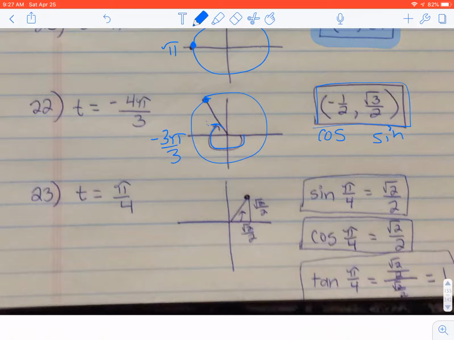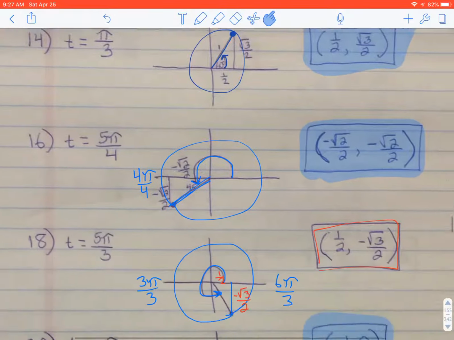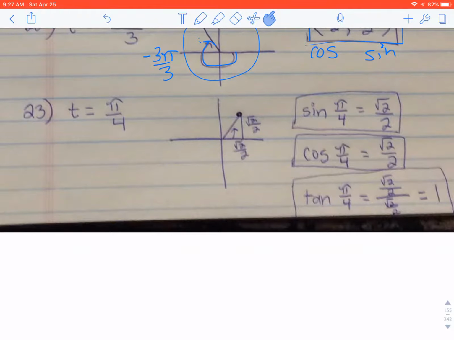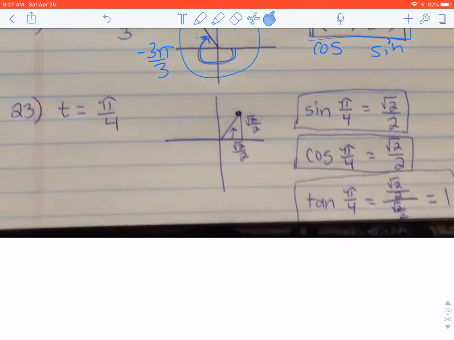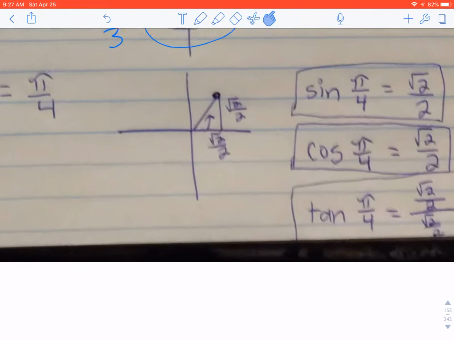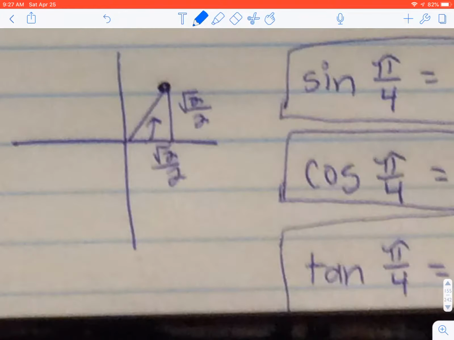Okay. Number 23, and actually directions are different here. So numbers 23 to 27 odd, the directions are evaluate if possible the sine, cosine, and tangent of the following real numbers. Okay, so similar directions, but now we're finding the sine, cosine, and tangent. All right, so it starts off with a basic one, pi over 4.